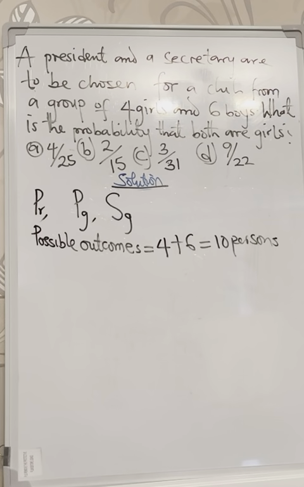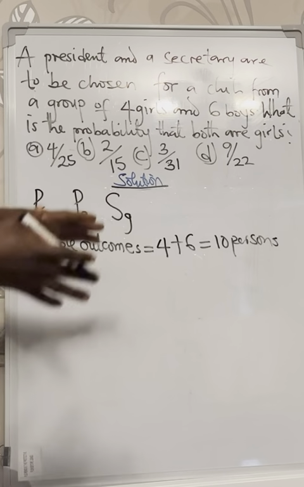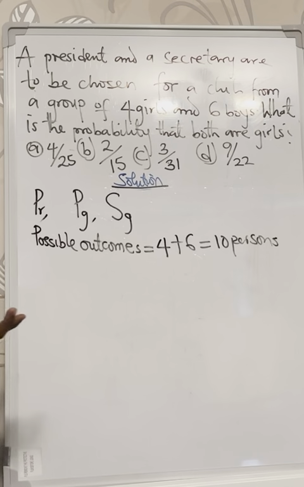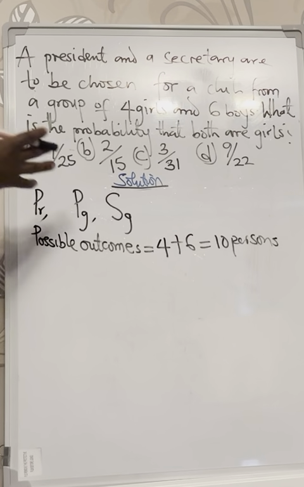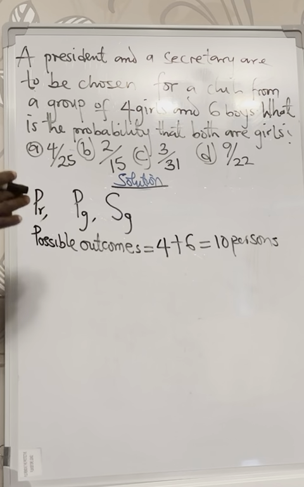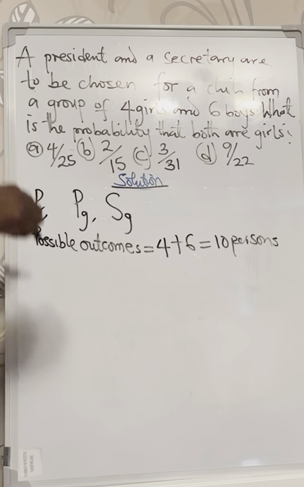This is the possible outcome. Because combining the number of boys and the number of girls, all of them, the possible outcome of people you can see there is 10 persons. But we have to be very careful to find the required outcome. The required outcome now is that the president is a girl, and also the secretary is a girl. So let's walk through the question carefully.